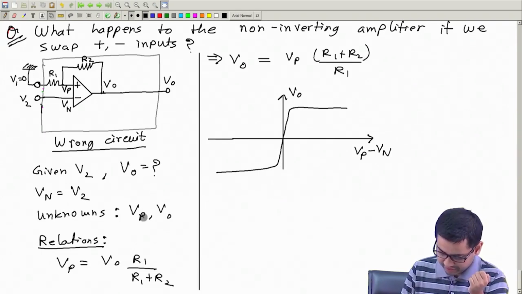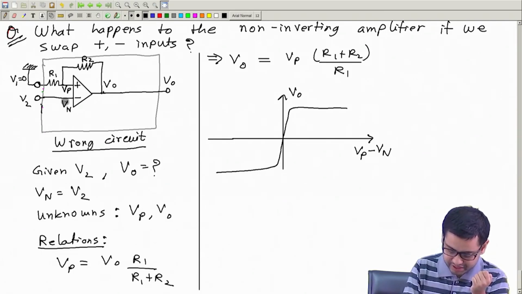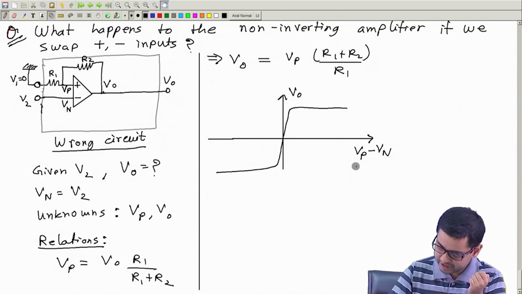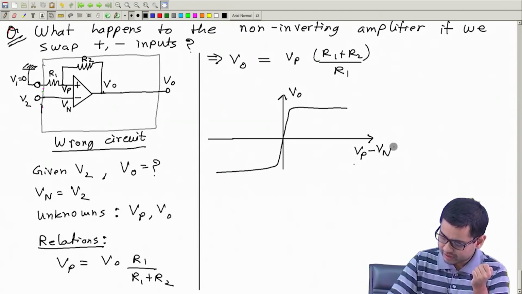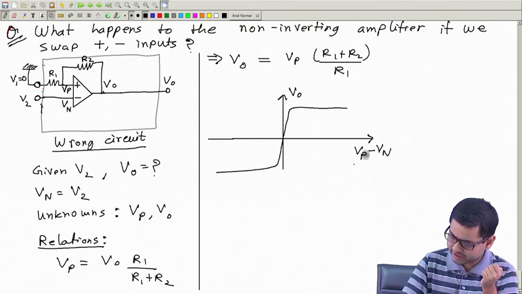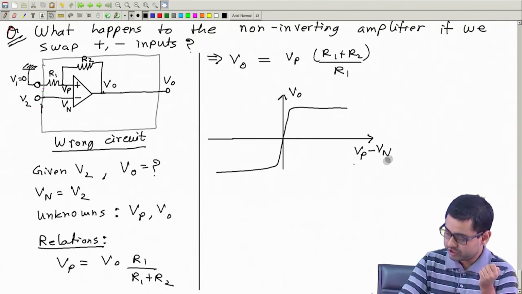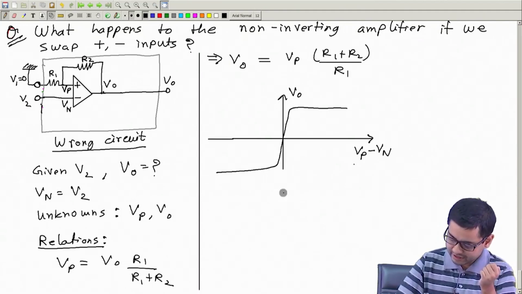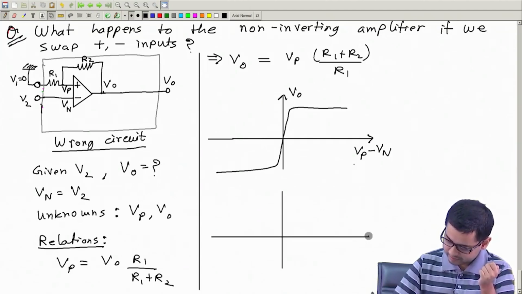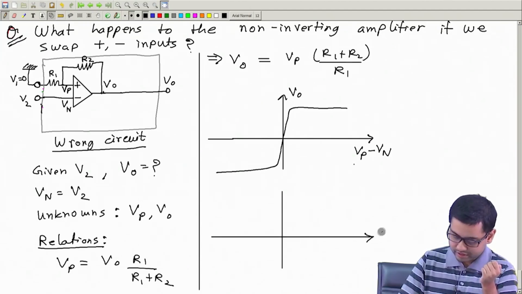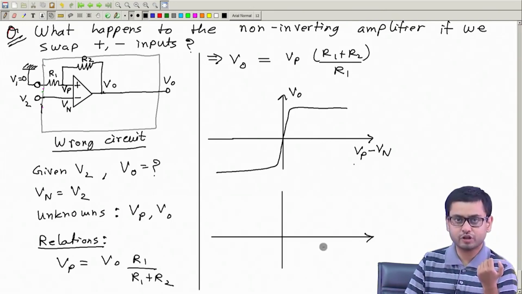Now the unknowns are Vp, because Vn is known. So Vn is equal to V2, some value. Now if I want to draw this only in terms of Vp, without having Vn, then this curve will shift the origin. Which way will it shift? Towards the left or towards the right?